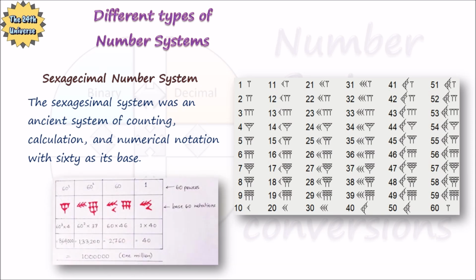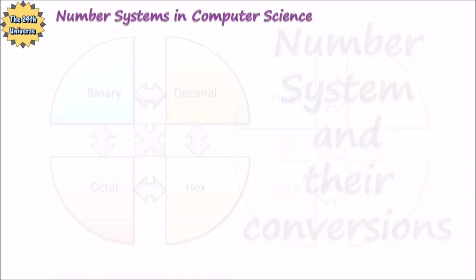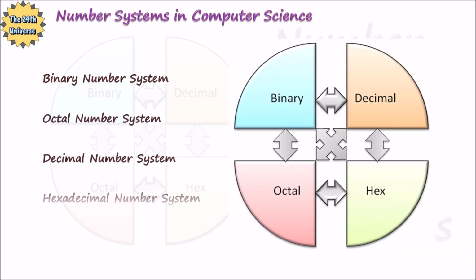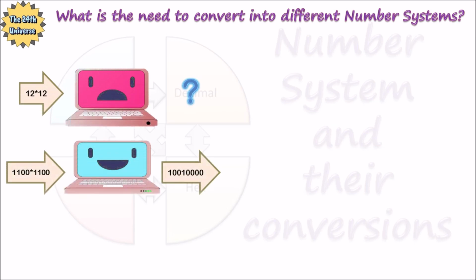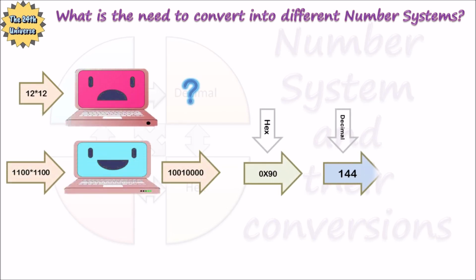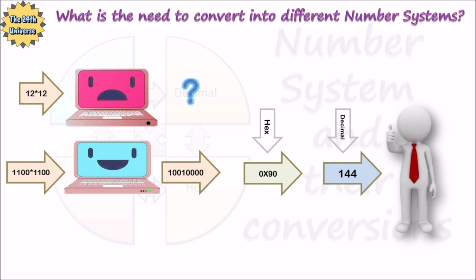Here is an example of Sumerian sexagesimal place value number system. In computer science, we use 4 types of number systems: binary number system, octal number system, decimal number system, and hexadecimal number system. Now the question is, what is the need to convert into different number systems? This question needs a separate video altogether, but for now, let me answer it in brief.